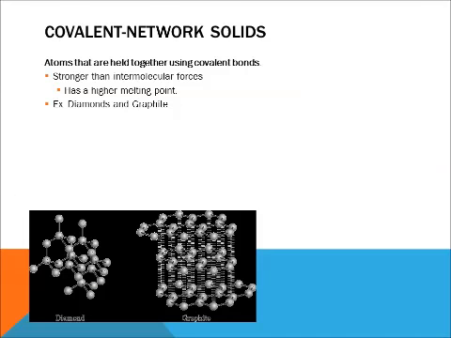Atoms that are held together using covalent bonds are stronger than the intermolecular forces. They also have higher melting points. Examples are diamond and graphite. Covalent network solids like diamond and graphite are physically completely different. But if we look closer at the particle level, we find that both are held together by covalent bonds in continuous networks, forming macromolecules.